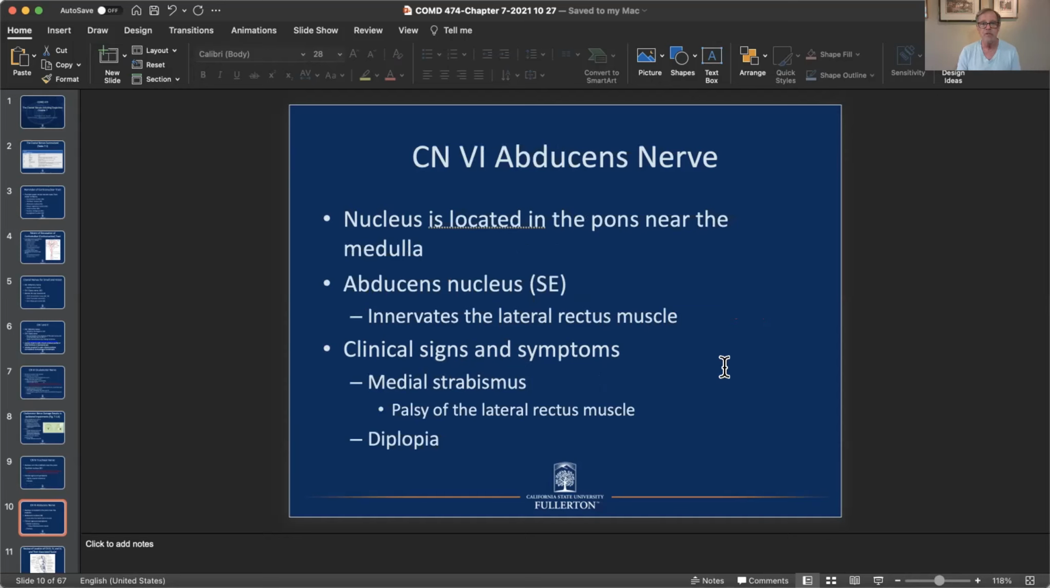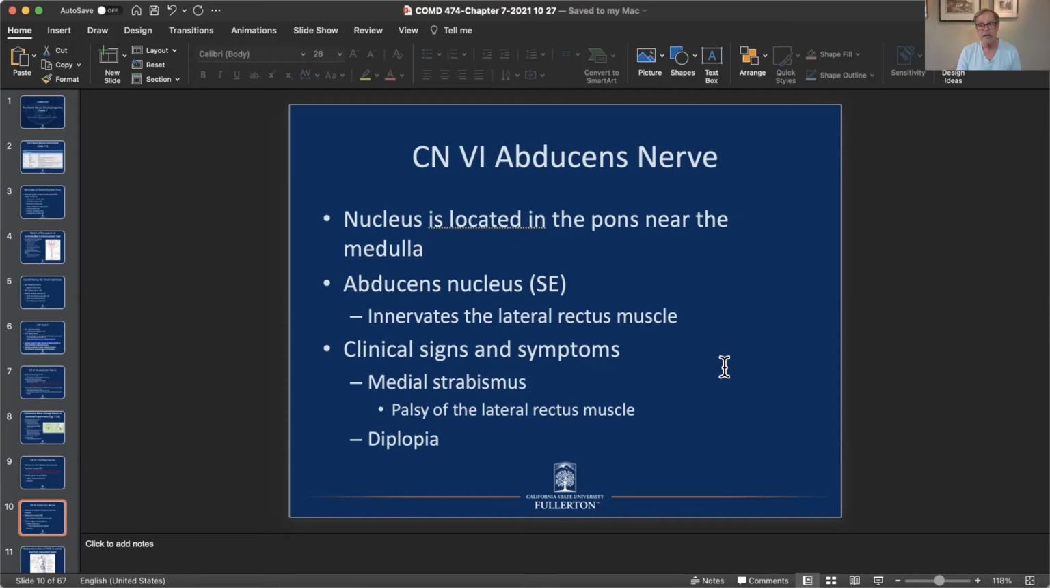Then the abducens, that nucleus is located in the pons, somewhat close to the medulla. The nerve actually exits the brainstem right by the medulla, still in the pons, but right by the line between the two. And it innervates just one muscle, lateral rectus. It's a somatic efferent nerve, I should say.